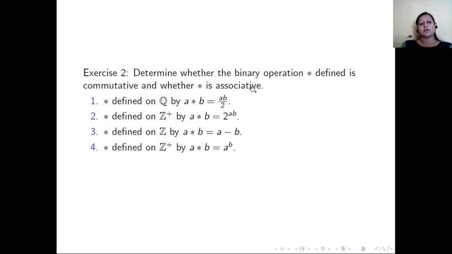So, to check the commutativity, B star A we have to evaluate. And B star A is going to be B into A upon 2. Since A and B are rational numbers, product is commutative. So, AB upon 2 is the same as BA upon 2. So, commutativity is going to hold here. Similarly, you can verify for the associativity. And in this manner, try out this exercise.